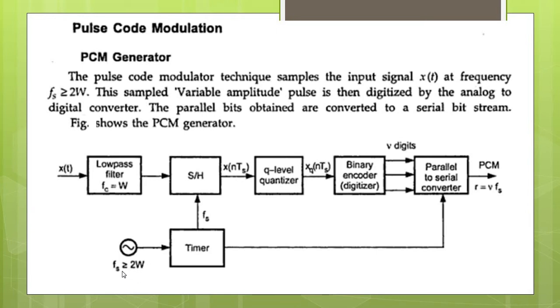As input, we have another input here, which is the oscillator signal, which is tuned to a frequency according to the Nyquist rate. This is the formula for the Nyquist rate: Fs is greater than or equal to 2 omega. Here Fs is the sampling frequency and omega is the highest frequency present in the signal. So this is the block of a pulse code modulation generator, at the output of which we get a single stream of ones and zeros, which is the pulse code modulated output.